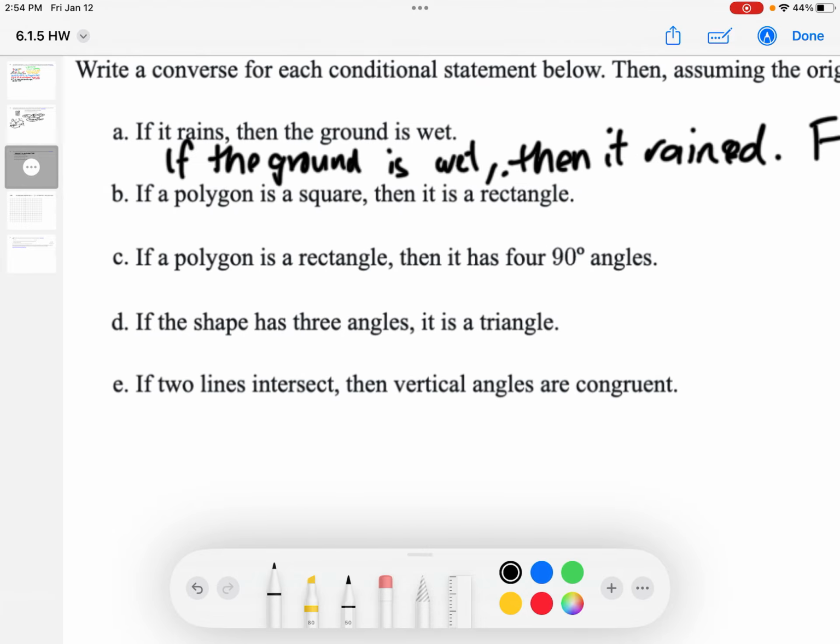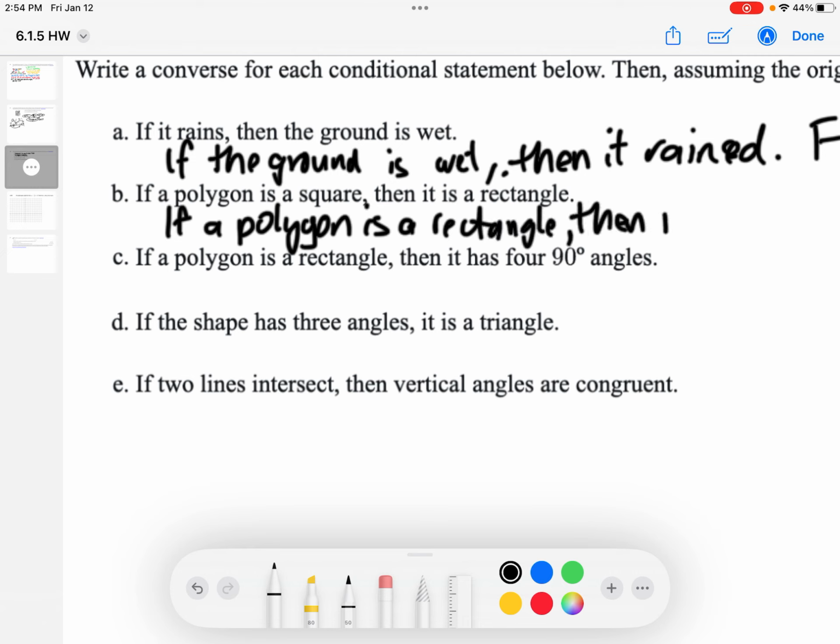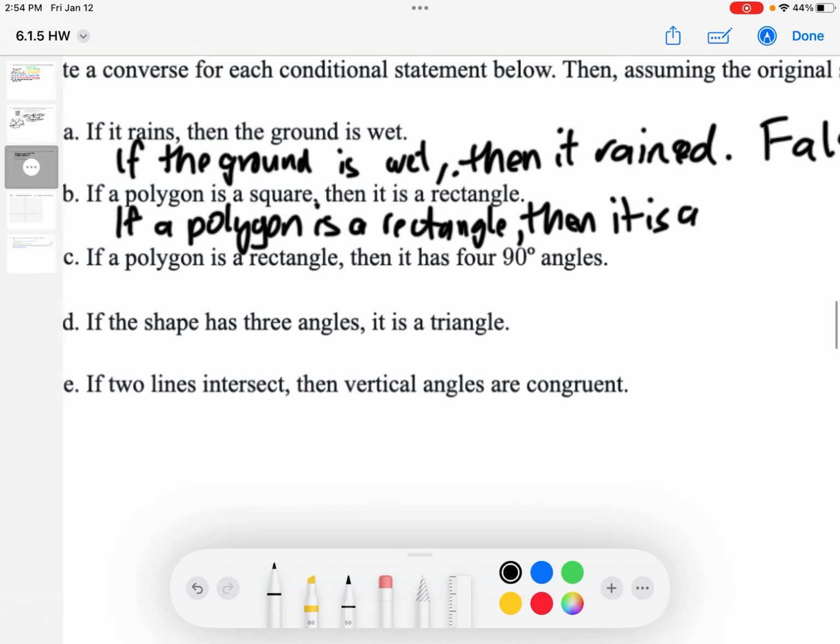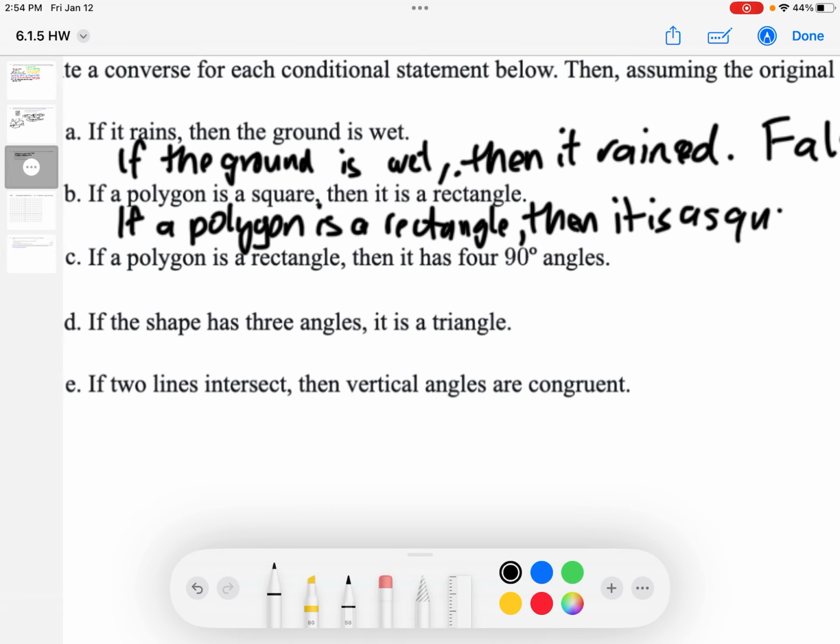All right, here are two phrases. If a polygon is a square, then it is a rectangle. Okay, so swapping them. If a polygon is a rectangle, then it is a square. What do you think? Is every rectangle a square? Let's see, this one was false. I can think of rectangles that are not squares, right? Sometimes two of the sides are longer than others. That is not always true.